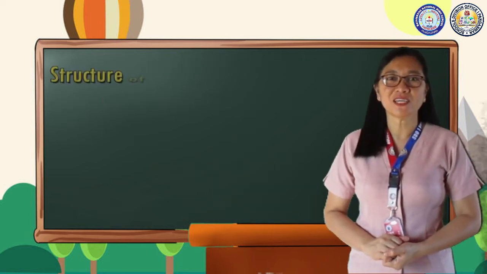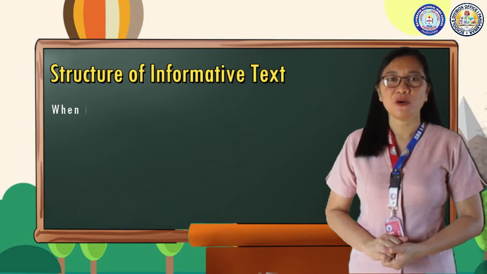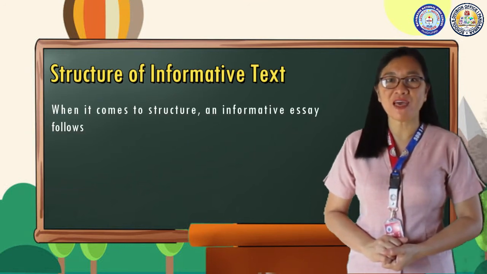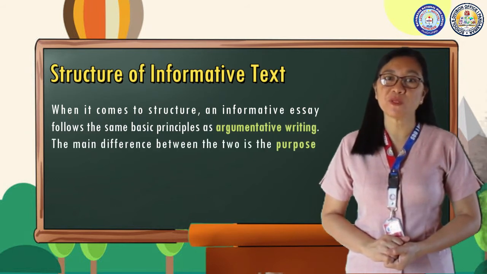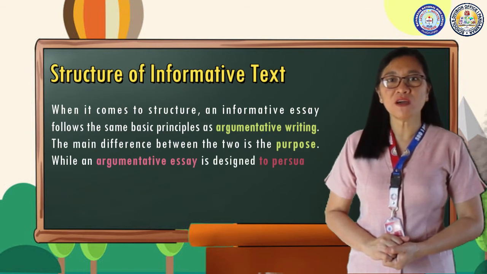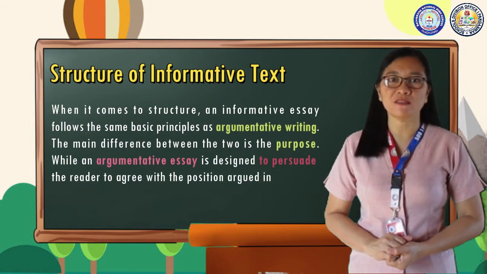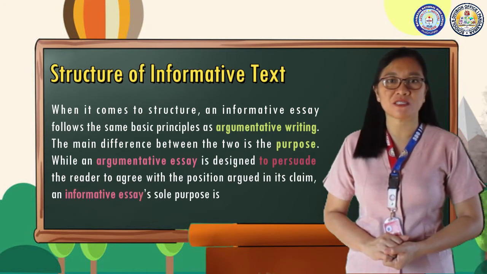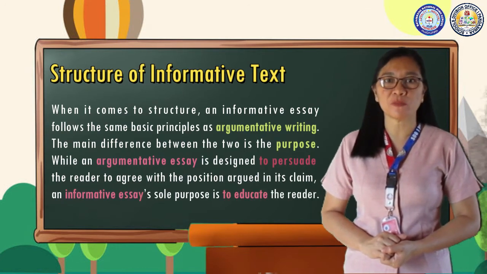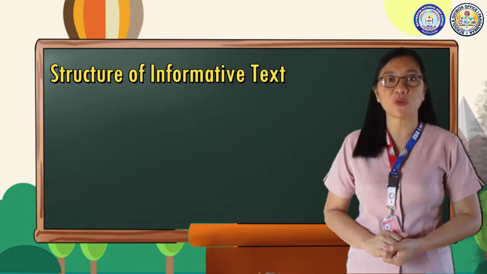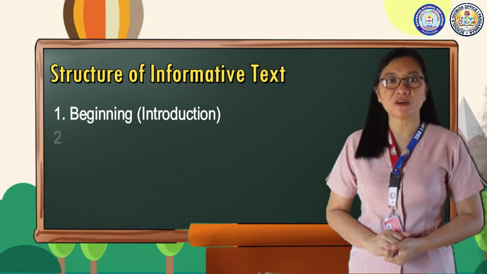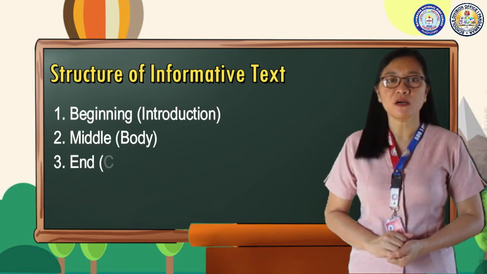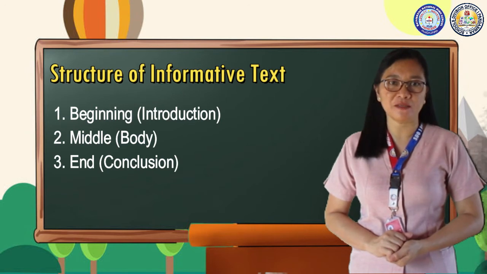Now, let's take a look at the structure of informative text. When it comes to structure, an informative essay follows the same basic principles as argumentative writing. The main difference between the two is the purpose. While an argumentative essay is designed to persuade the reader to agree with the position argued in its claim, an informative essay's sole purpose is to educate the reader. The basic structure of an informative essay is very simple. It needs to have a beginning, middle, and end. These are known more formally as the introduction, body, and conclusion, respectively.